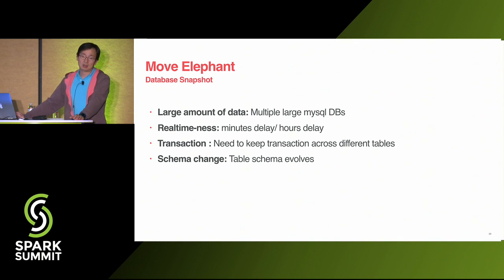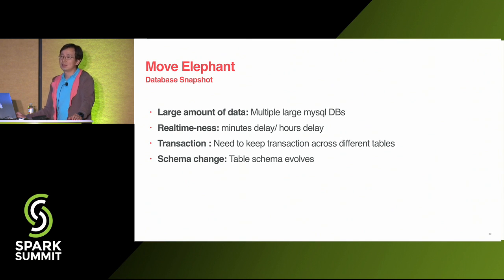The third challenge is how to guarantee the transaction boundary when we export the data, given that the original data modification is bounded by a transaction. In many applications, people modify multiple tables in one transaction to guarantee correctness. But when we export the data, once these tables reach the Hive data warehouse, they have to preserve the transaction semantics. Otherwise, analytics will be wrong. The last challenge is that in MySQL databases, people often change their schemas. How do we make sure that schema changes are propagated to the data warehouse automatically and correctly?